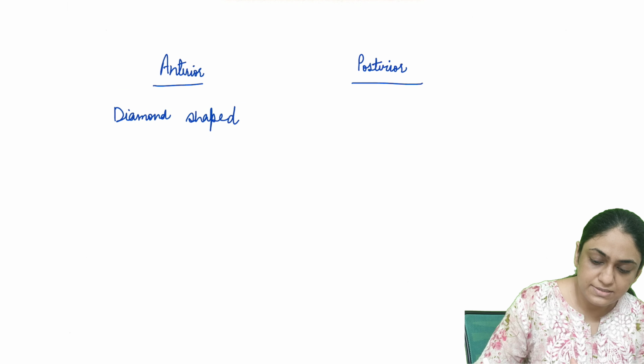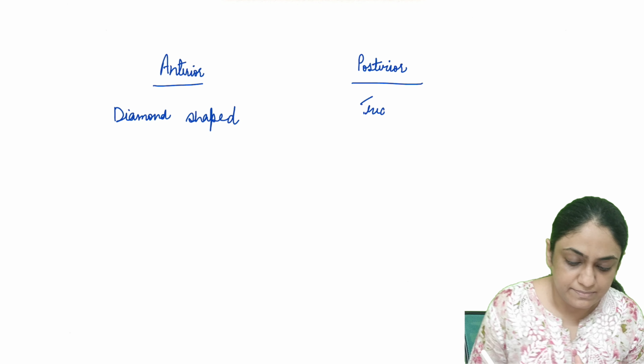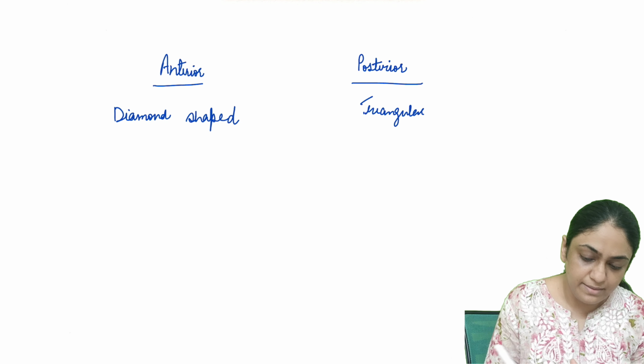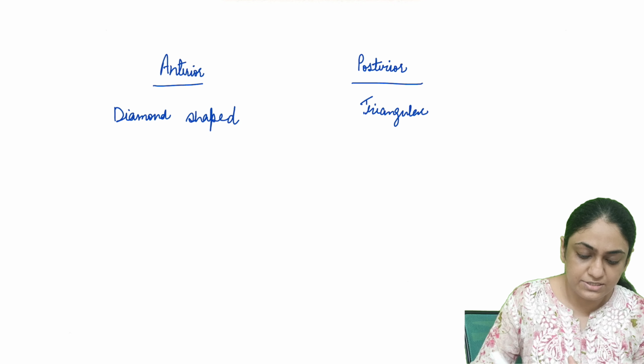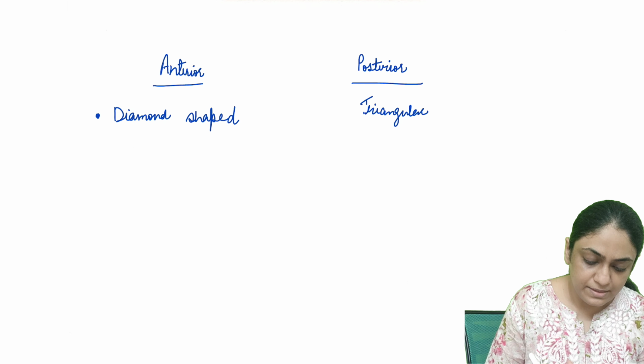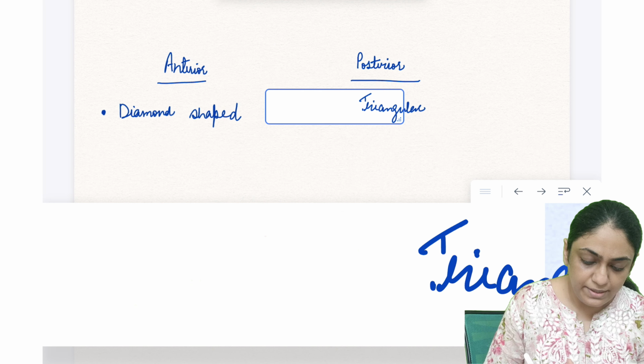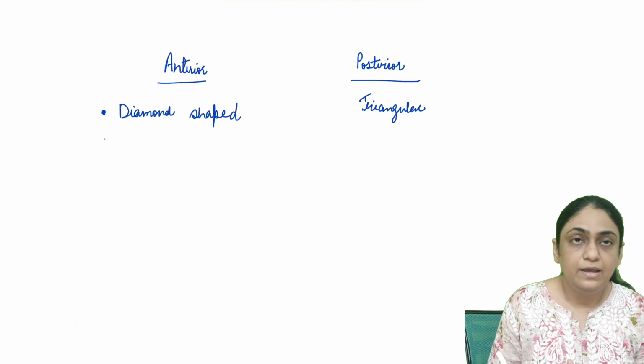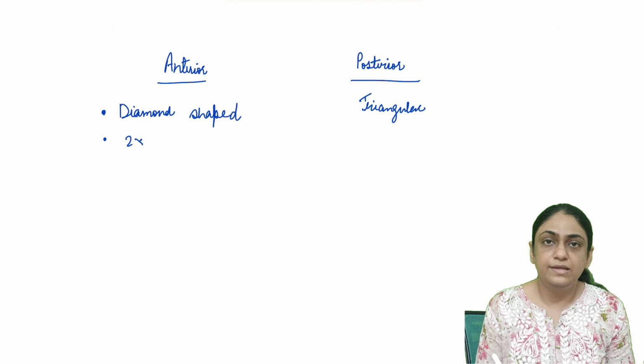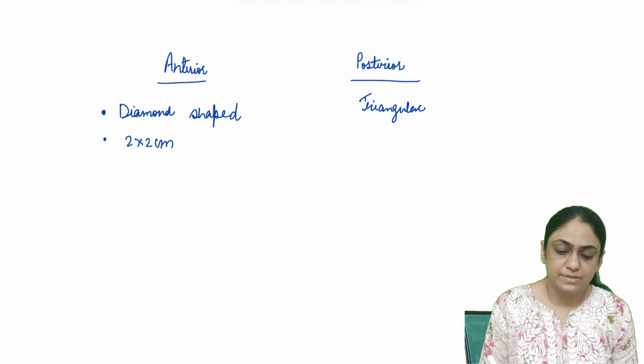Posterior fontanelle is triangular in shape. First point, anterior fontanelle is diamond shaped, whereas posterior is triangular. Second point, in a newborn, anterior fontanelle is around 2 by 2 centimeter.